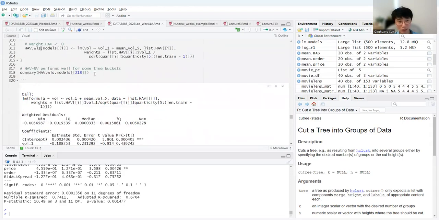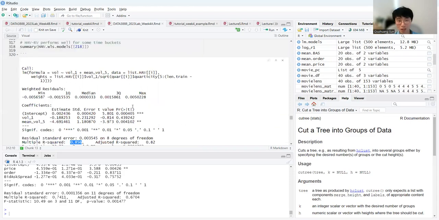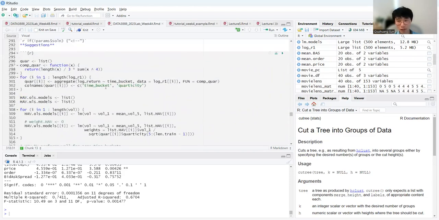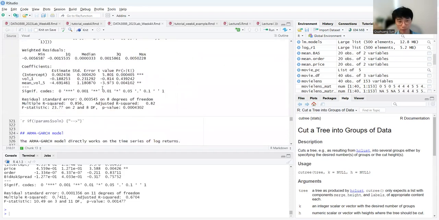You can also see that if I cherry pick a time ID, the 218th time ID of stock 1, you can see, wow, this HAV model performs quite well. The R square is 0.8, but for most time IDs, the R square is very low. It's less than 0.2, I think. So it means that there is a lot of space for you to improve the prediction performance for the HAV-RV model.